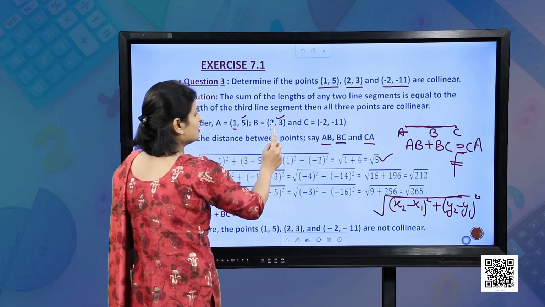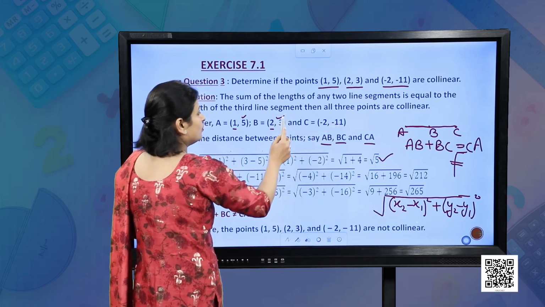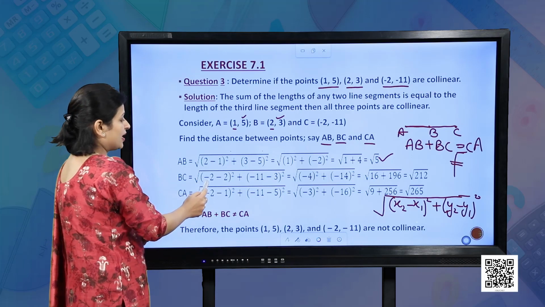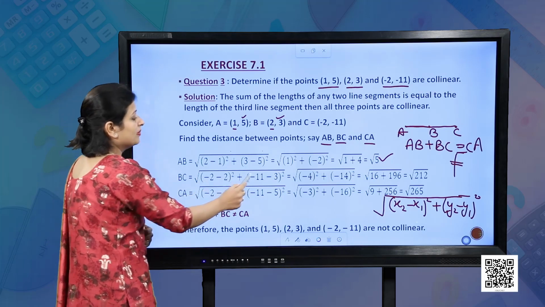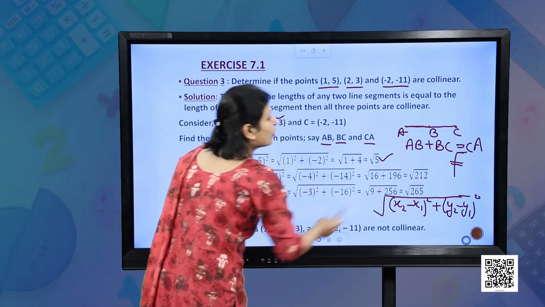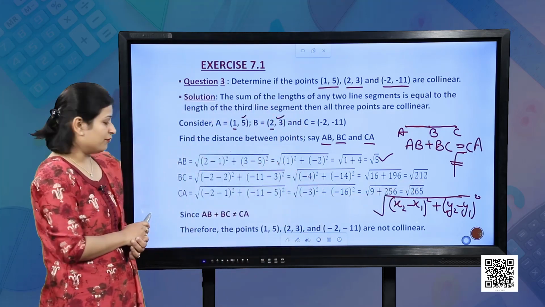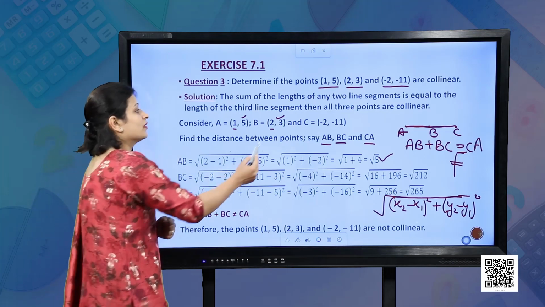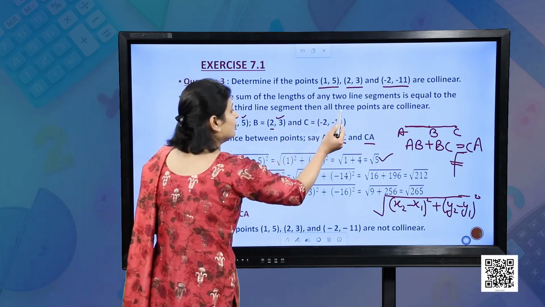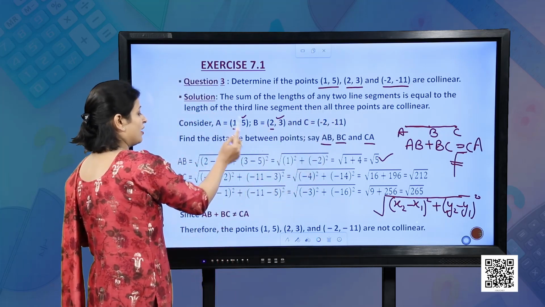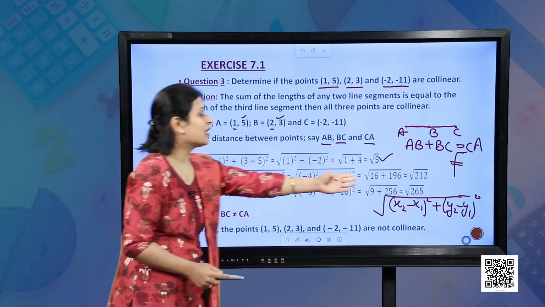For BC, this is x2, this is x1, this is y2, this is y1. So, simply substitute the values. Minus 2 whole square plus minus 11 minus 3 whole square. What will you get? Square root of 212. For CA, simply substitute the values. CA means this is x1, this is y1. For this, it will become x2 and y2. Solve this, you will get square root of 265.